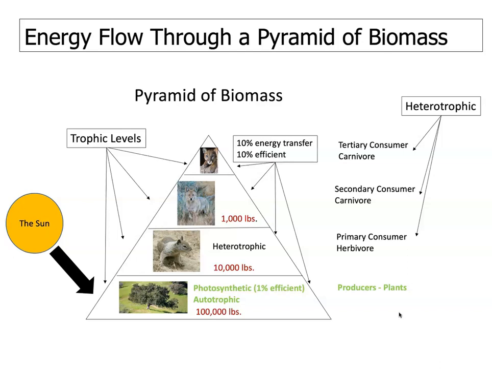Also, again, looking at the bottom, plants are autotrophic. Autotrophic means self-feeding. Whereas the consumers, the ground squirrel, the coyote, and the mountain lion, are heterotrophic. Hetero means other. Trophic means feeding. And so they feed on other organisms.